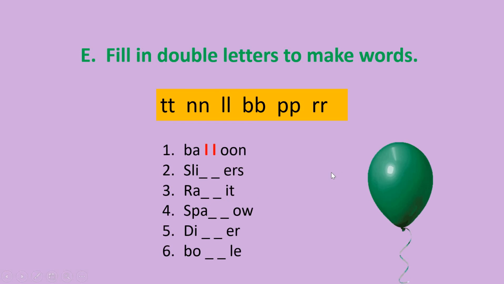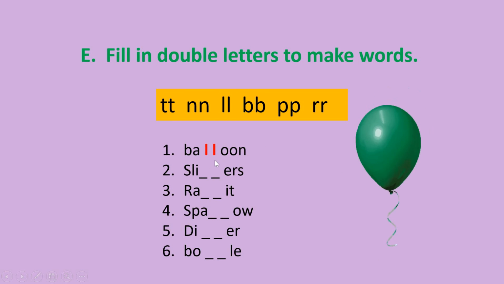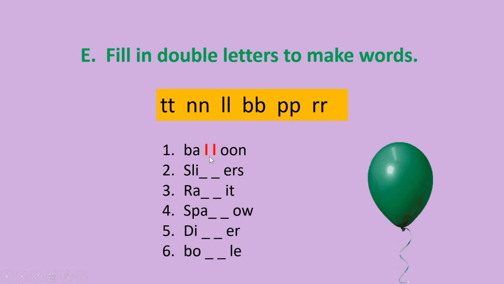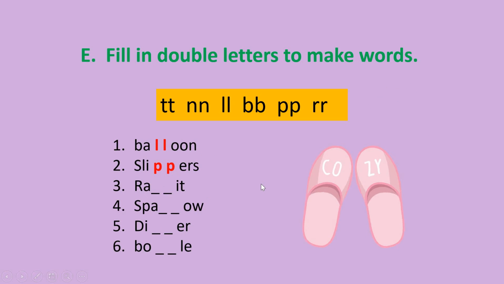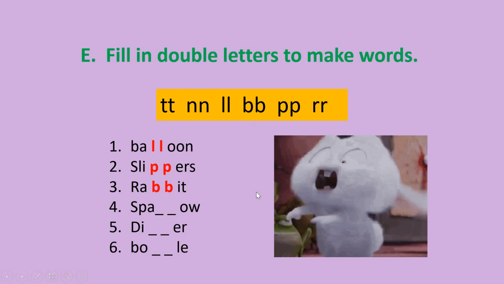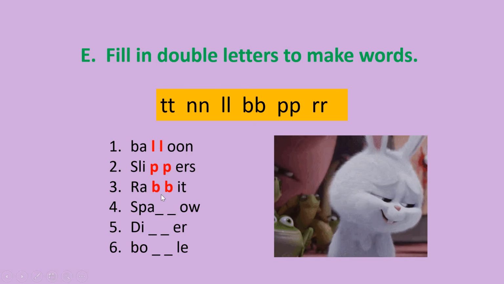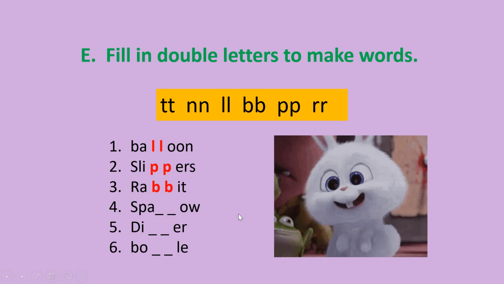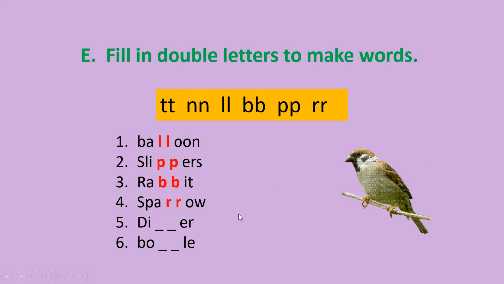First one is balloon. See here. So double L, I have inserted double L in these alphabets. Next is slippers. So I have to insert double P. Slippers. Cozy slippers. Next, third number is rabbit. So cute. Now rabbit, double B. Then next is sparrow. Double R.